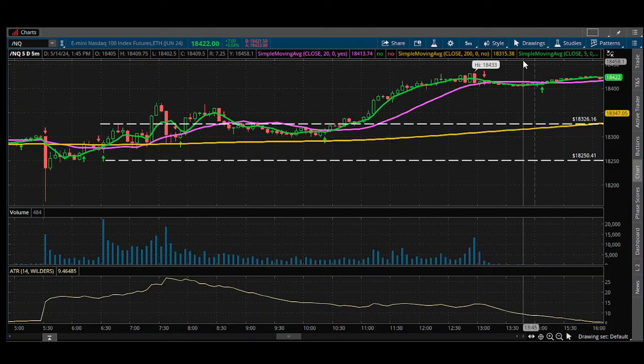It's time to backtest our strategies. It's time to make some notes for tomorrow, and it's time to see if we could have done anything better. So what we're looking at is NASDAQ futures on the 5-minute time frame.